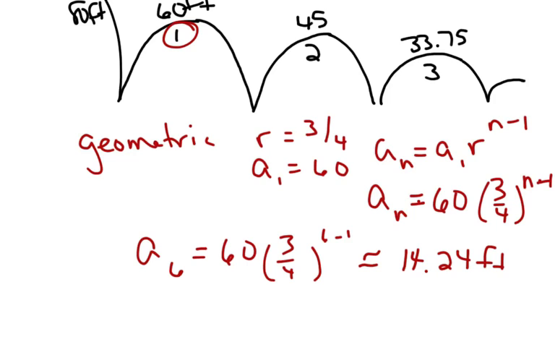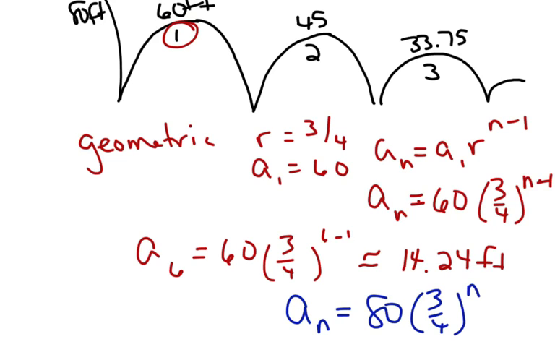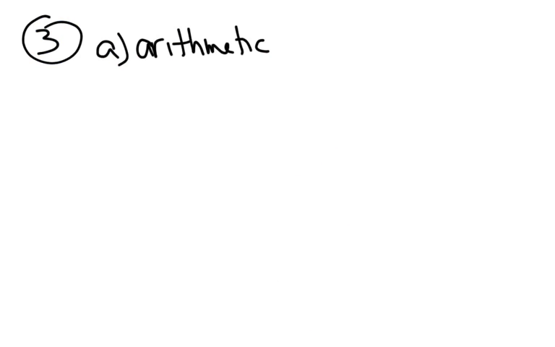Well, there's another way of doing this, using 80 as the initial value. But if I use 80 as the initial value, remember that's not when n is 1. So another way of writing this problem is to write it as 80 times 3/4 to just the n power. The reason I didn't put the minus 1 is because really this is like term 0. And if you use this formula and you do 80 times 3/4 to the 6th power, you'll find out the answer is 14.24 feet.